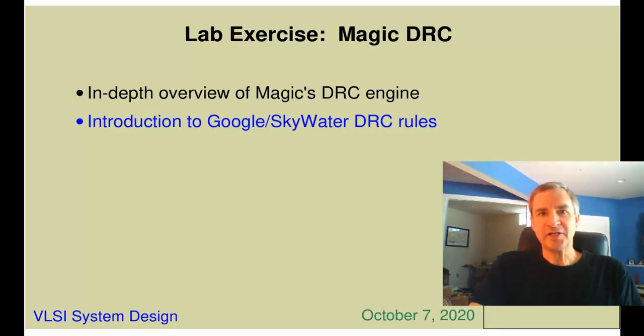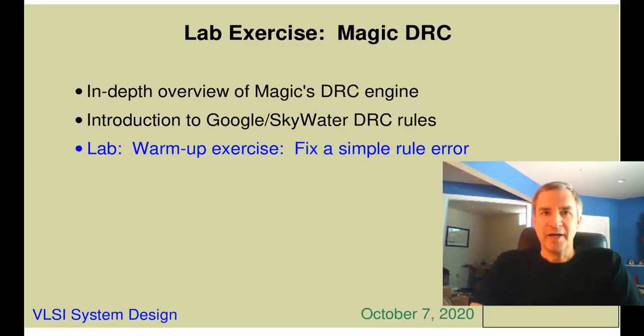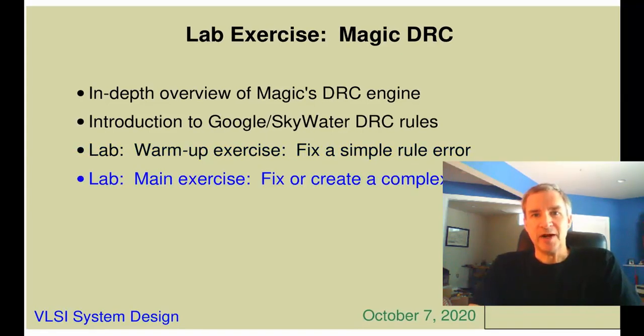Because the Magic technology file for the Google Skywater PDK is still a work in progress, a number of these rules are either unimplemented or implemented incorrectly. The goal of the lab will be to find problems in the DRC section of the Magic tech file for the Skywater process and fix them. Because fixing a simple error is not a particularly difficult problem, I'll be challenging you to warm up with a simple problem. And after that, the main challenge will be to find a not so simple problem and find a way to implement that in the Magic tech file rules.